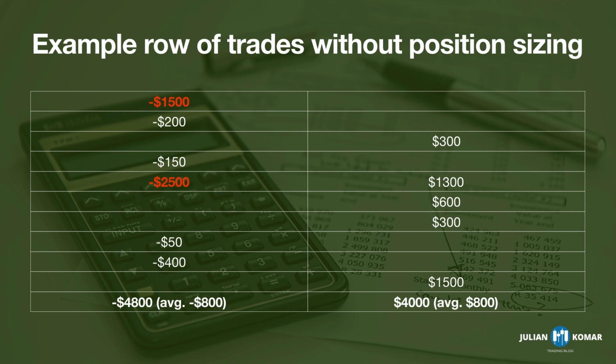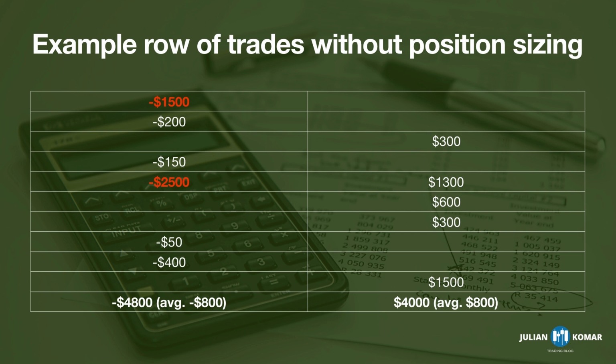And here is an example row of trades without position sizing. So keep that only as an example. And I highlighted here two big losses in red. So the first one with 1,500 US dollar, then you have a smaller loss, then you have a profit of 300 US dollar, then a small loss again of 150, and then another big loss of 2,500. And in the profit column, you also have two big winners, so 1,300 and 1,500.